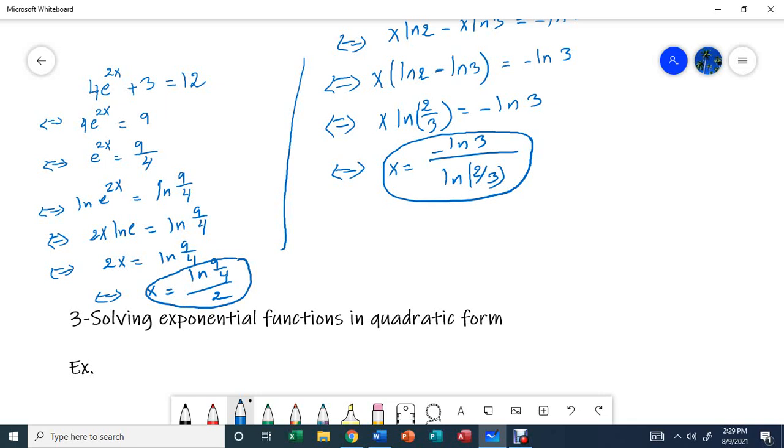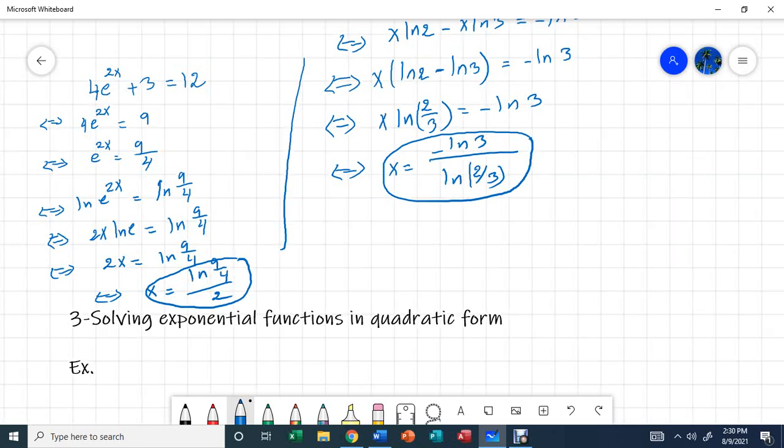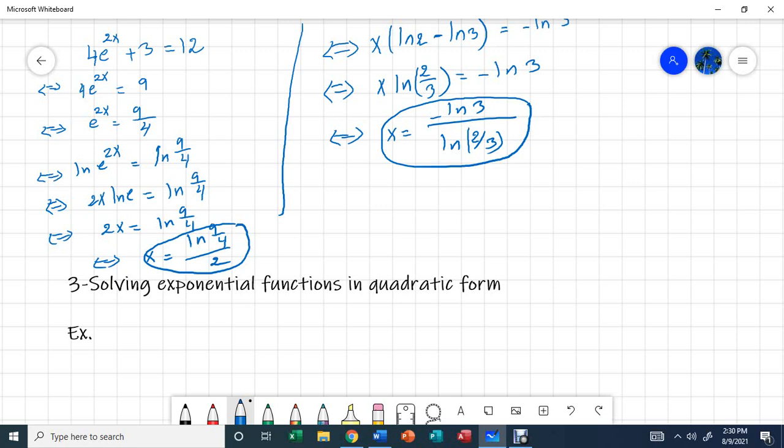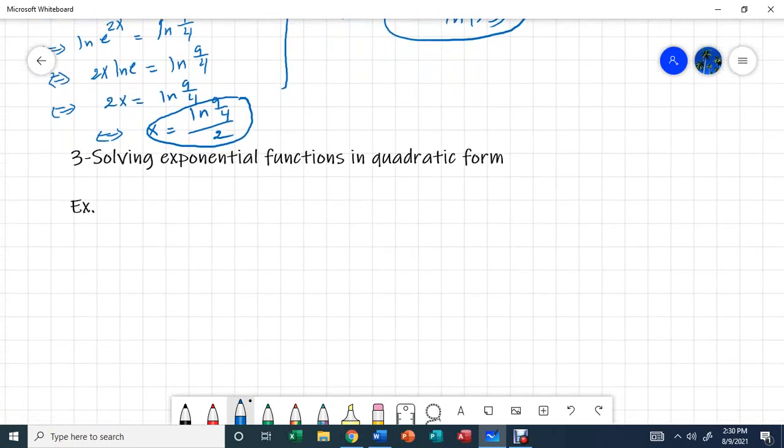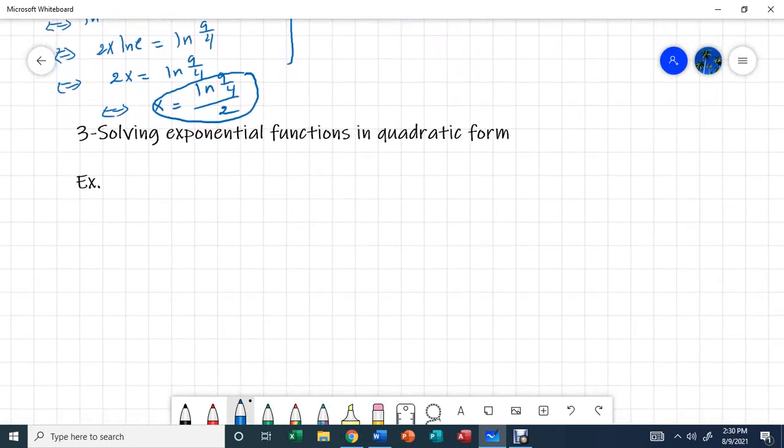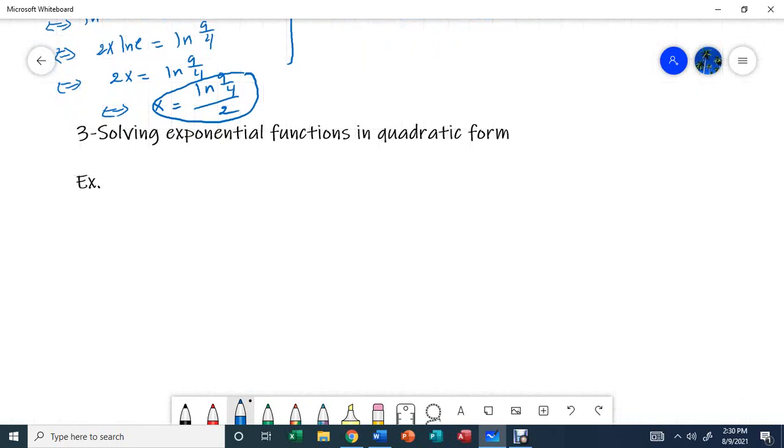Using the logarithm techniques. So the last technique here is using the quadratic formula when you have exponential functions in quadratic form. So for example, we try to solve this equation e to the power 2x equals e to x plus 3.